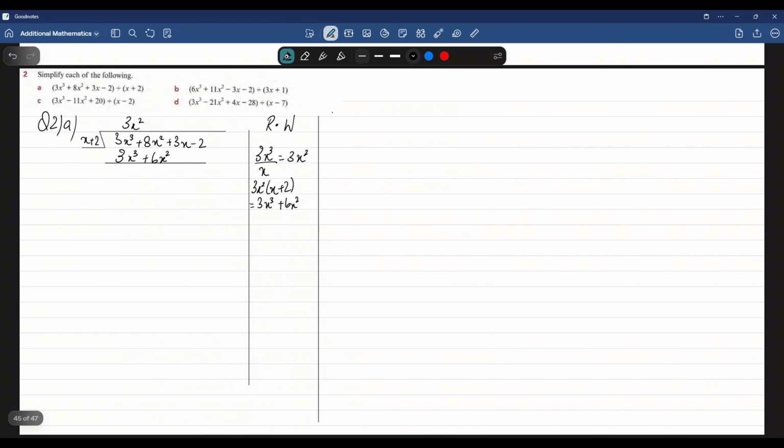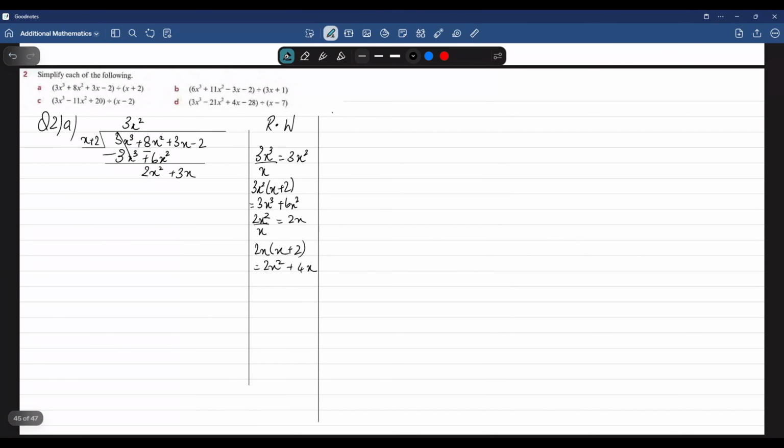Now we subtract this up, and we get 8 minus 6, we get 2x squared plus 3x. So 2x squared divided by x is equal to 2x. So 2x multiplied by x plus 2 would give us 2x squared plus 4x.